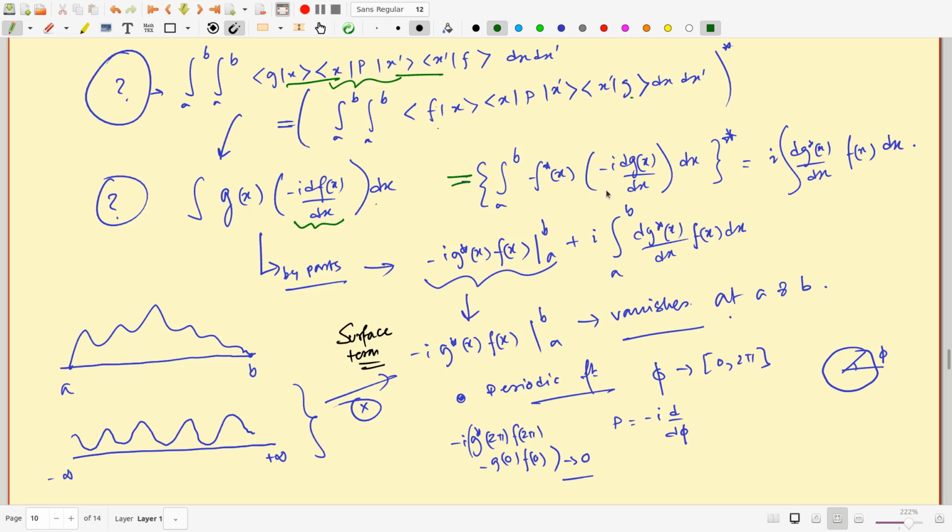Now I want to evaluate this thing. This side is basically f star of x, and this is basically minus i dg dx again, and this is again dx, and overall the star of that. So when I take the star of that, it should become i dg star dx, f of x dx. So does this thing imply this thing? That is what I want to check.